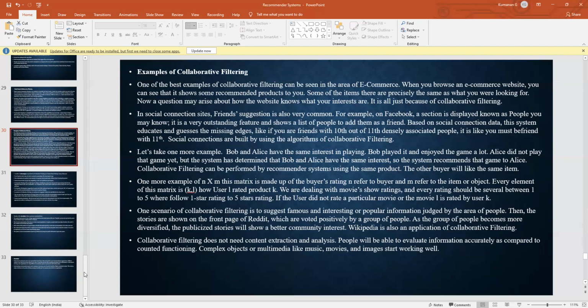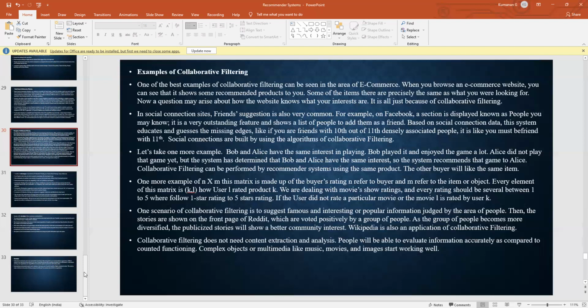One more example of N×M: this matrix is made up of buyers' ratings. N refers to the buyer and M refers to the item or object. Every element of this matrix shows how user L rated product K. We are dealing with movies, so ratings should be between 1 to 5, where 1 is a 1-star rating and 5 is a 5-star rating. If the user did not rate a particular movie, the entry is empty.